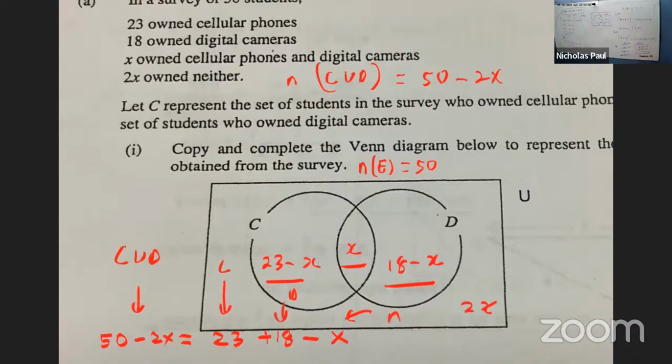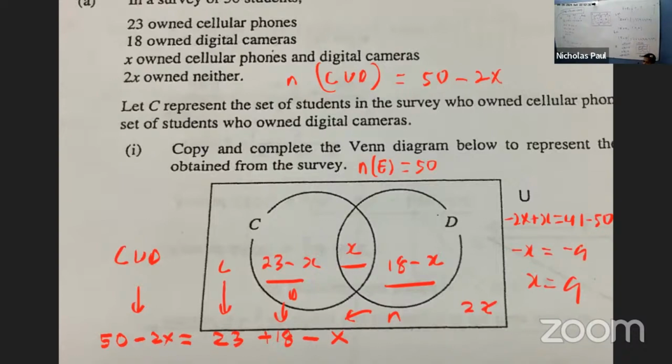Take a go. We have to work it out now. So I'm bringing all the X's on one side. Minus 2X plus X is equal to 23 plus 18. That's 41 minus 50. So I am getting minus X is minus 9, or X is 9. So the answer is X is 9.